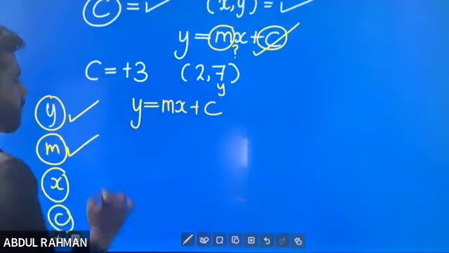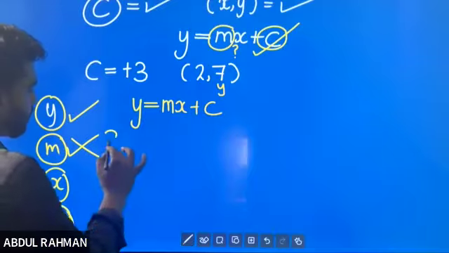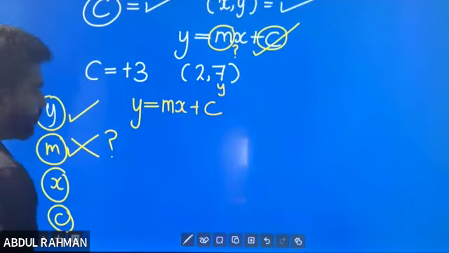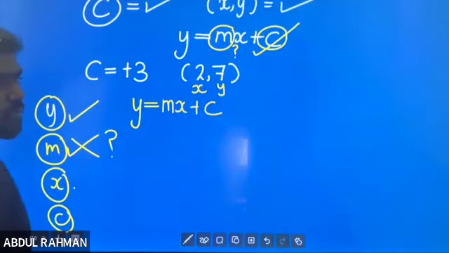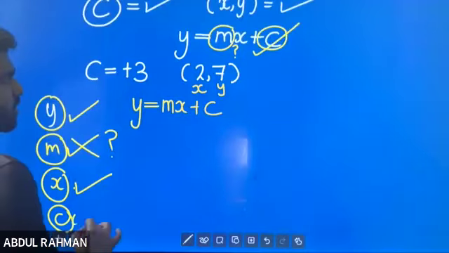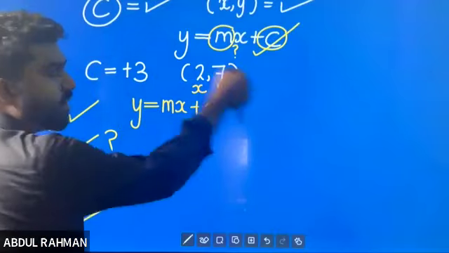I know the value of m. Sorry, I don't know the value of m. This one is unknown. This should be found out. Question mark. I know the value of x. What is the value of x? 2 is the value of x. I know this. I know the value of c. c is equal to 3. I'm going to substitute this in the equation and find out the value of m.